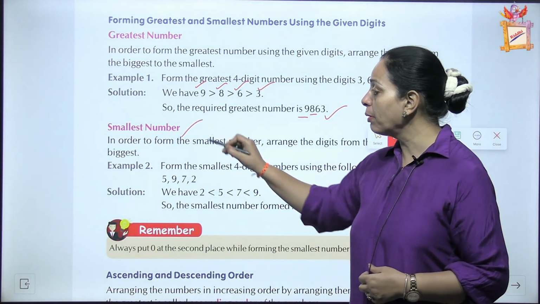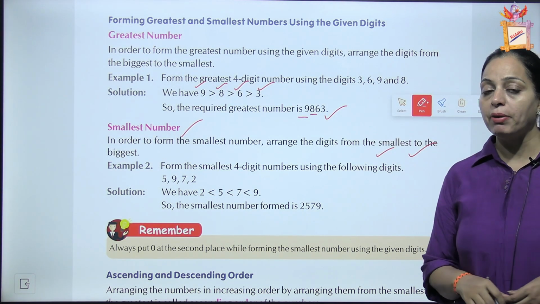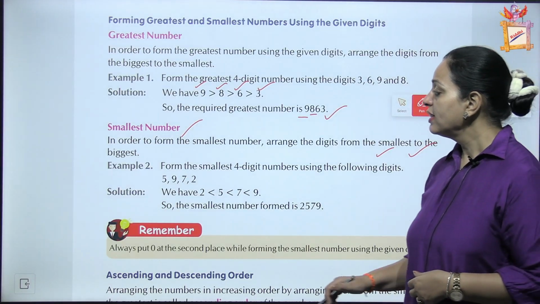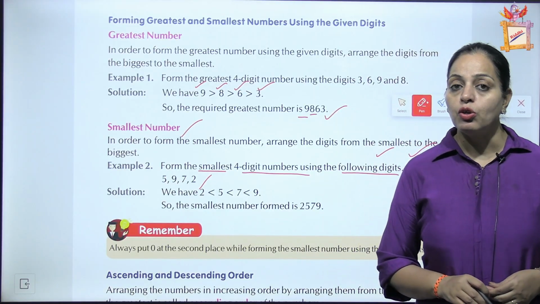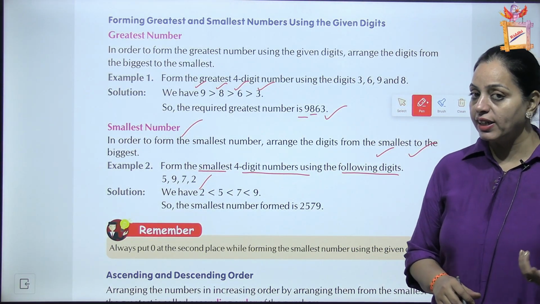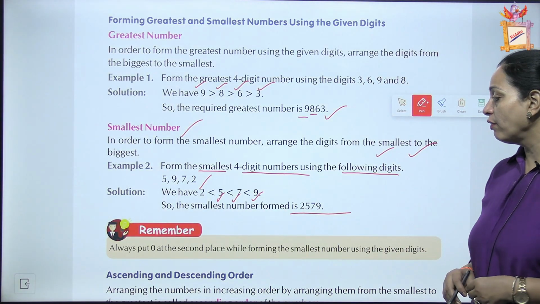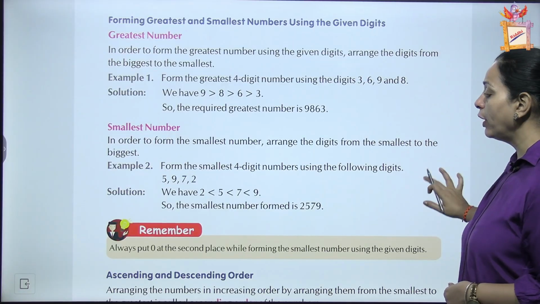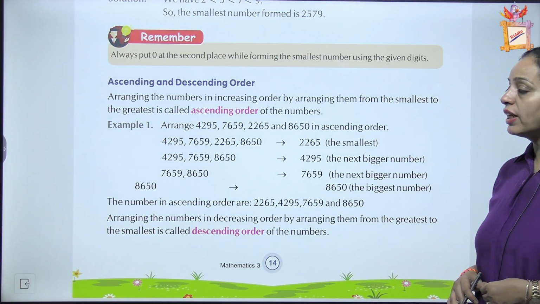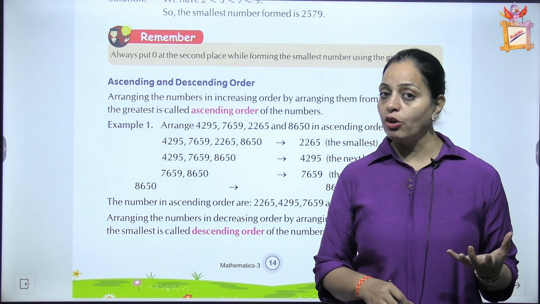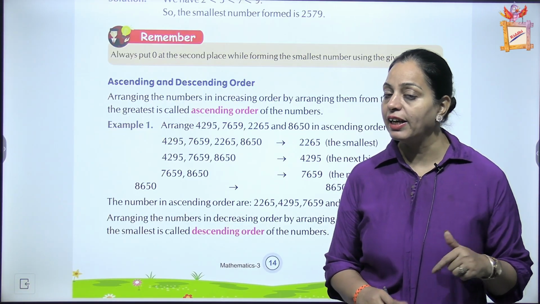और अगर हमें smallest number बनाना है तो in order to form the smallest number, arrange the digits from the smallest to the biggest, यानी ascending order. See, form the smallest 4-digit number using these digits 5972. So सबसे पहले सबसे छोटा digit 2, then 5, 7 and 9. So number is 2579. Remember one point, always put 0 at the second place while forming the smallest number using the given digits. Suppose given digit 0 है हमारे पास, तो हम 0 से start नहीं करेंगे. We will write 0 at the second place.